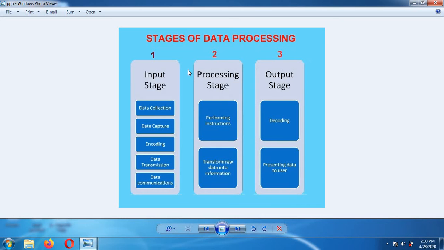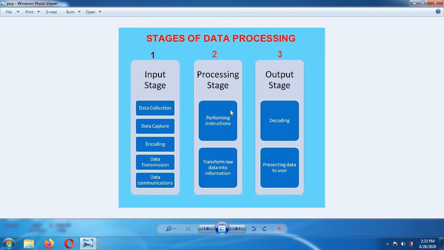These are the stages a computer faces during its working. The first stage is the input stage, where data is collected, captured, encoded, or transmitted by input devices to the CPU.